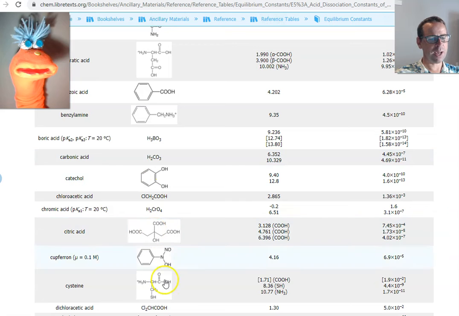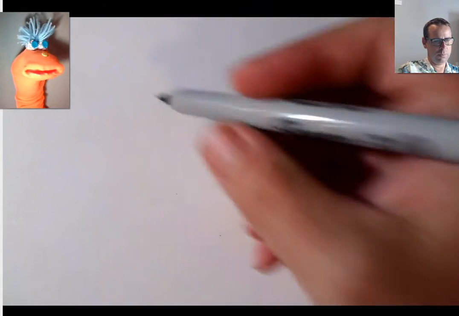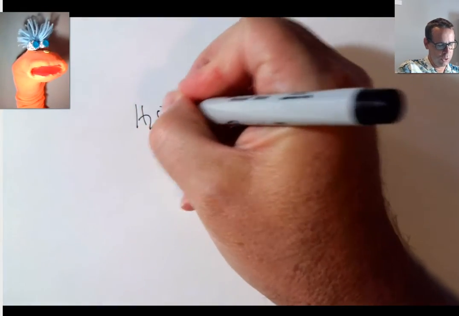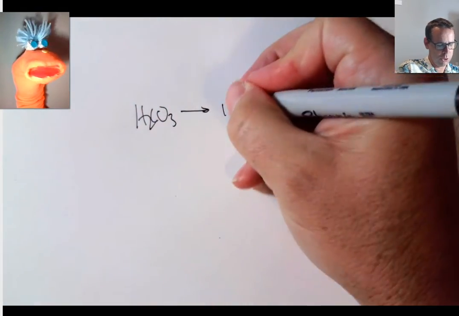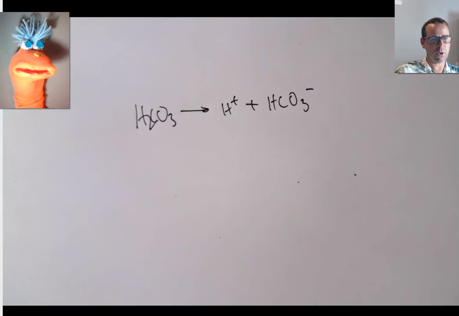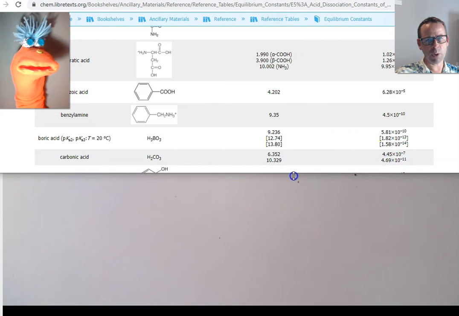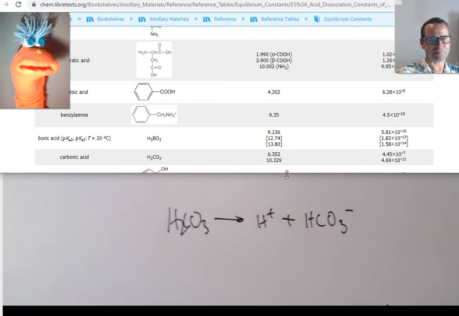If H2CO3 acts as an acid, what is the chemical equation for H2CO3 acting as an acid? I guess H2CO3, and then you're going to release a proton, and it's going to have HCO3 minus. Very good. So that is the first pKa listed on this table, right? Which this K then, for the reaction that we just drew, has a Ka of 4.5 times 10 to the minus 7.